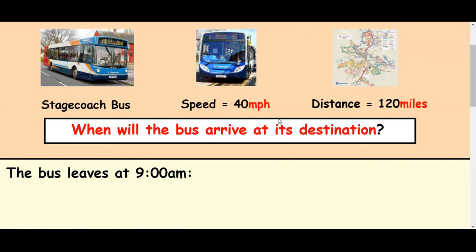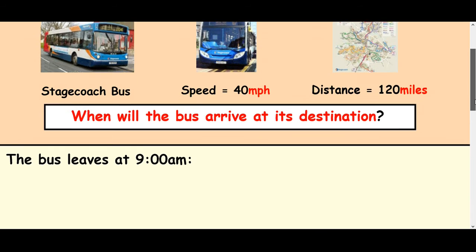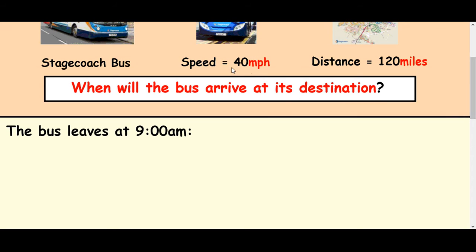Okay, so we've got a stagecoach bus, with a speed of 40 miles per hour and a distance of 120 miles. The question is, when will the bus arrive at its destination? So a kind of two-part question. It's telling you here the bus leaves at 9 a.m. To start this off, what we need to do is work out how long the trip took. Because if I know when it leaves and I know how long it took, I can see when it arrived.